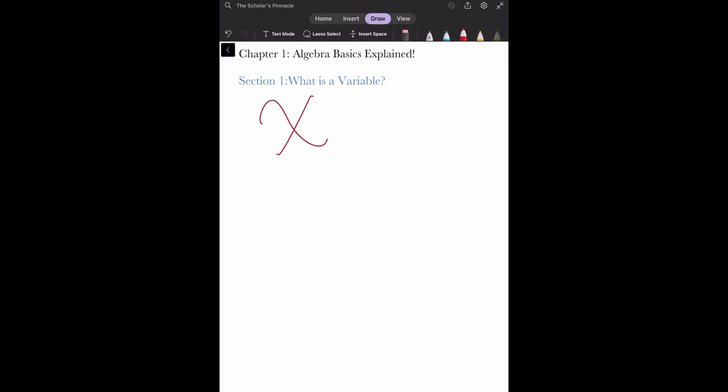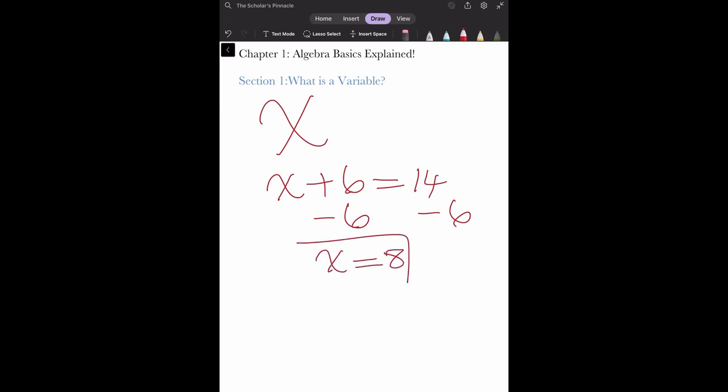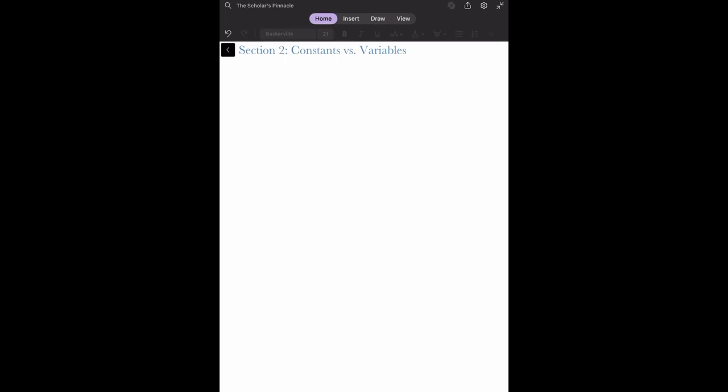If I say x + 6 = 14, what could x be? Let's go. Take 6 away from both sides of the equation. You're left with x = 8. That's right.